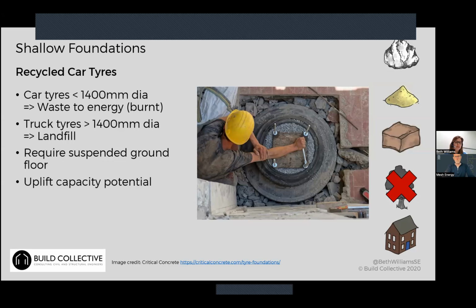This has become, I think, less popular than it potentially was 10, 15 years ago, partly due to the waste criteria on the amount of waste you can put on your site without it becoming effectively a landfill, because car tires are generally described as waste when they come to site. So that's, I think, what's limited its use recently. But yes, it's an option to use it as a pad foundation alternative to a compacted fill trench, and you've got the option to give it some uplift capacity.